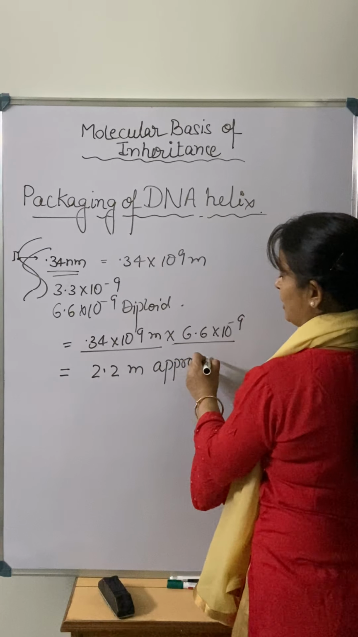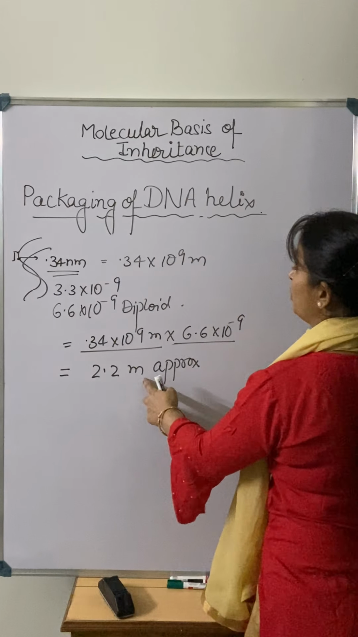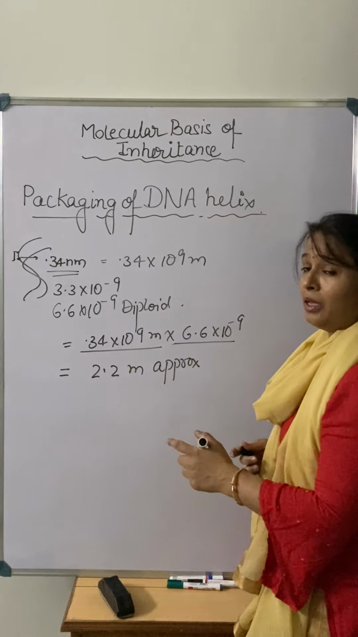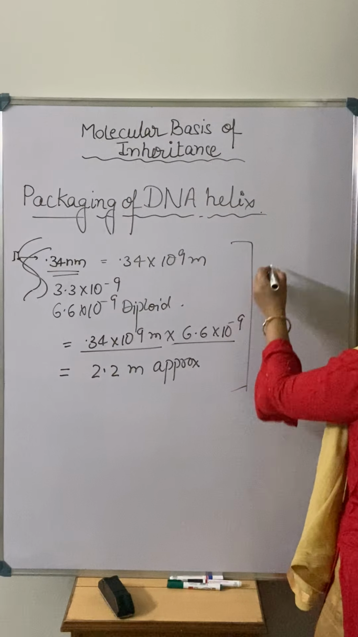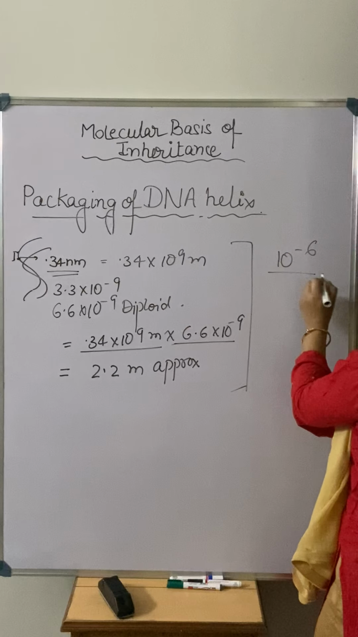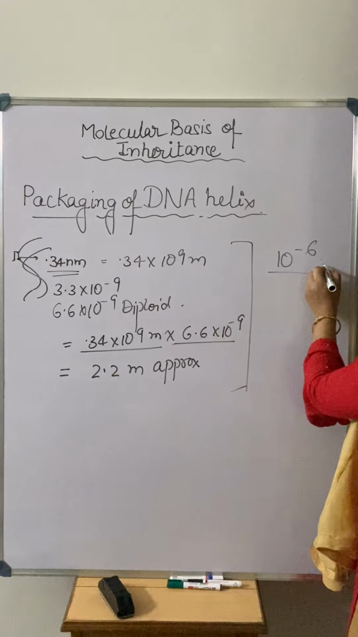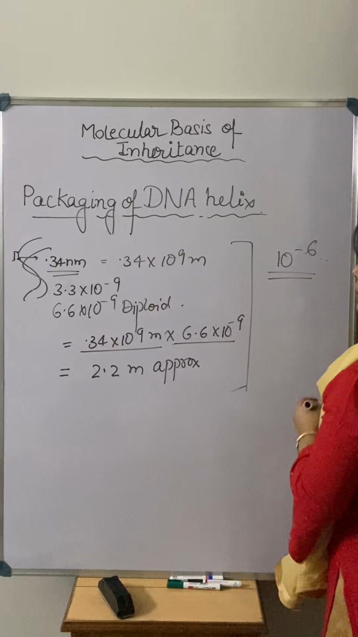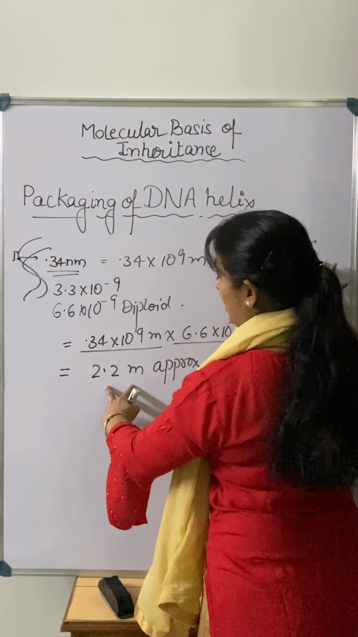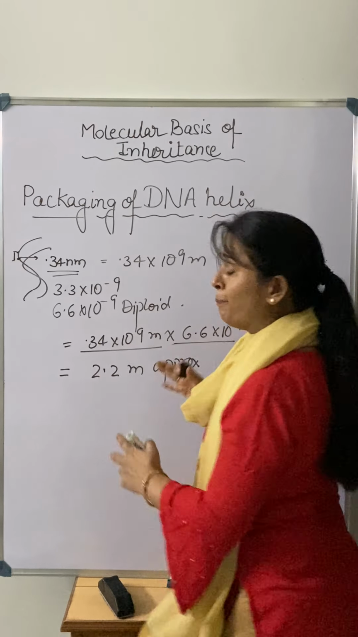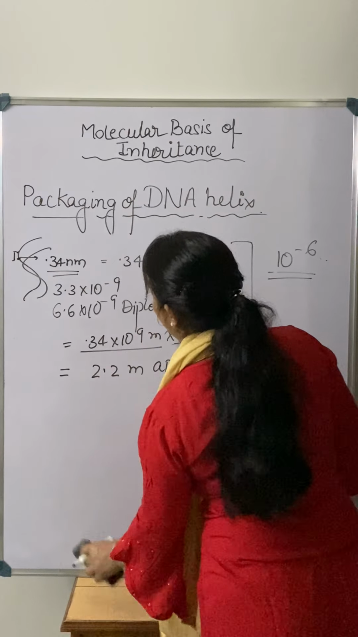So I am saying that 2.2 meter is the length of the DNA in a cell. Such a long distance, and as I told you, the dimension of a cell is almost 10^-6 meter. That is the dimension of the cell, right? If you talk about such a small dimension and such a big length of DNA, how is it going to be packed in such a small cell? So that is the packaging of DNA, right?